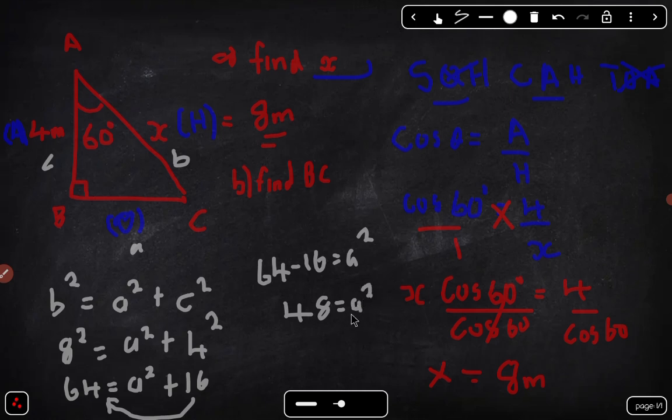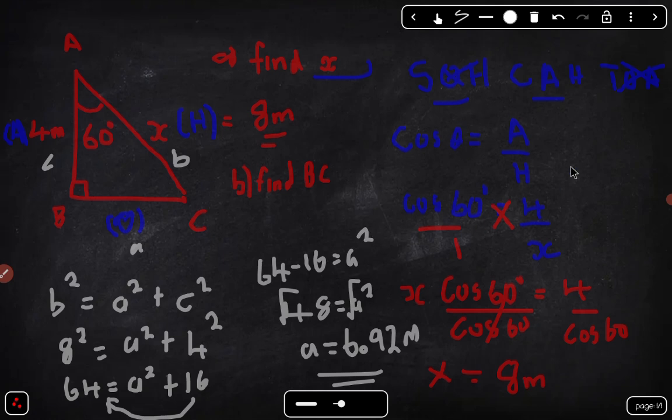So to get A here, you're just going to square root both sides. So A will be equal to what? What's the square root of 48? Square root of 48 will give us 6.92 meters. So we found all the sides. So you can use a combination of Pythagoras theorem and the trigonometric ratios to find what you're looking for.